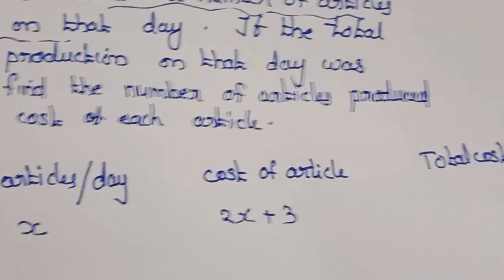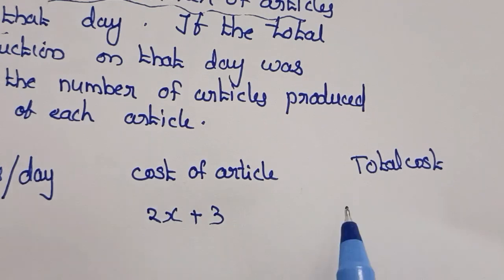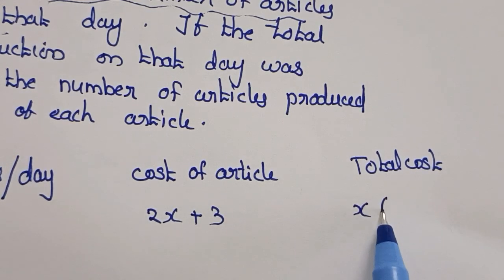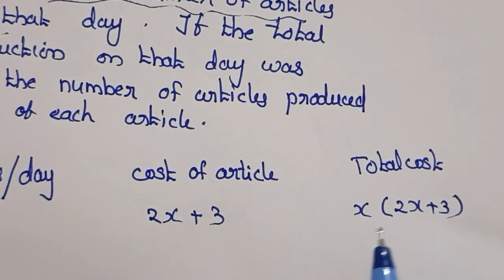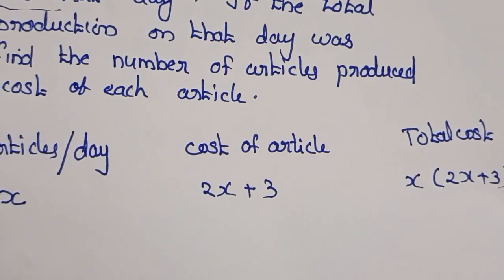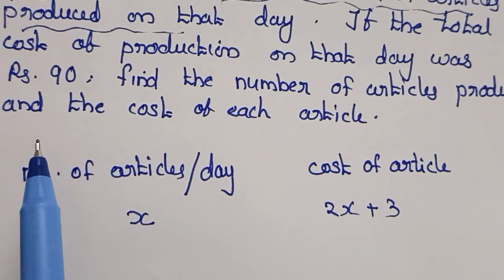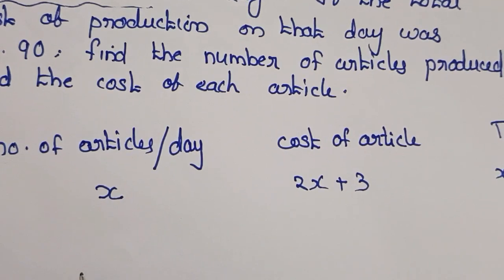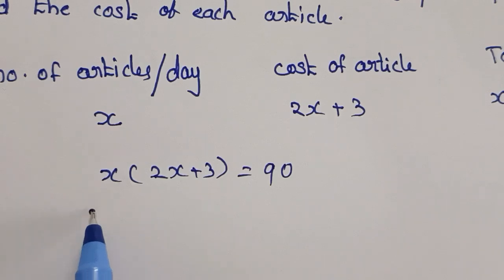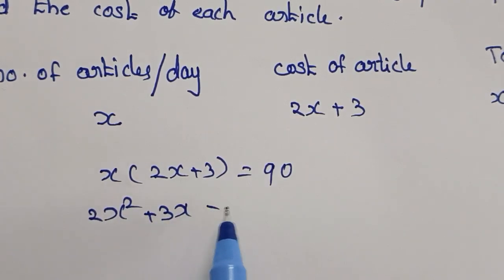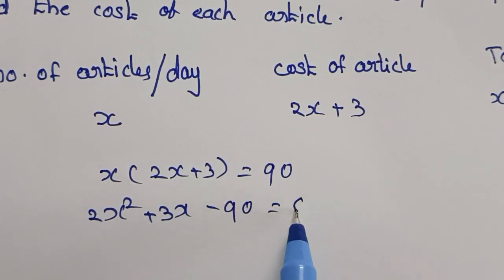Therefore, total cost is number of articles into cost per article, that is x into 2x plus 3. But it is given as rupees 90. Total cost equal to rupees 90. That is x into 2x plus 3 is equal to 90. So when you open the bracket, you get 2x square plus 3x minus 90 equal to 0.